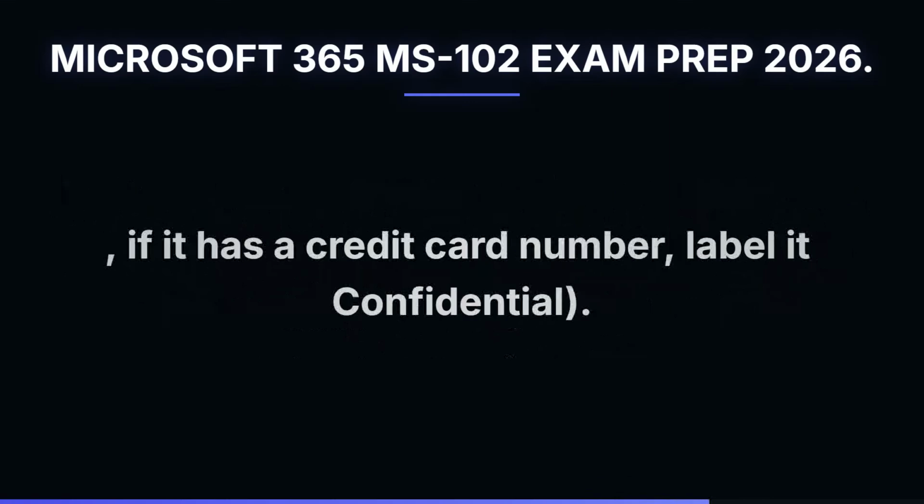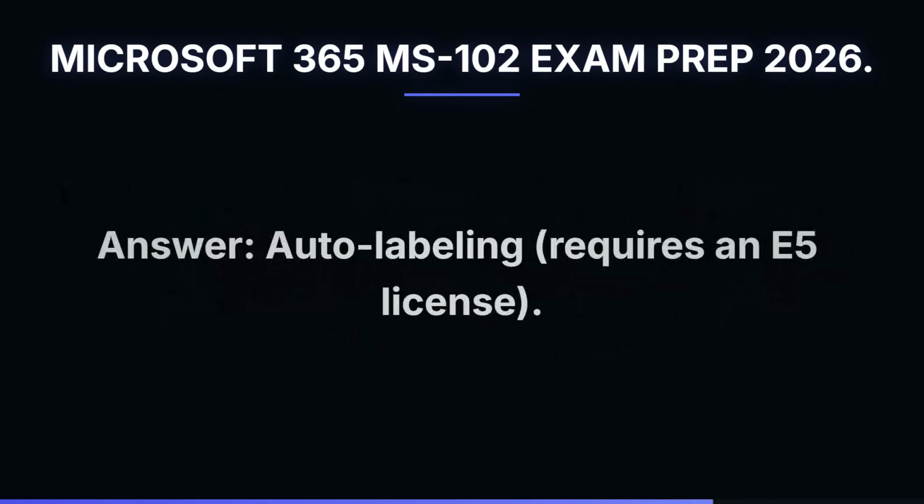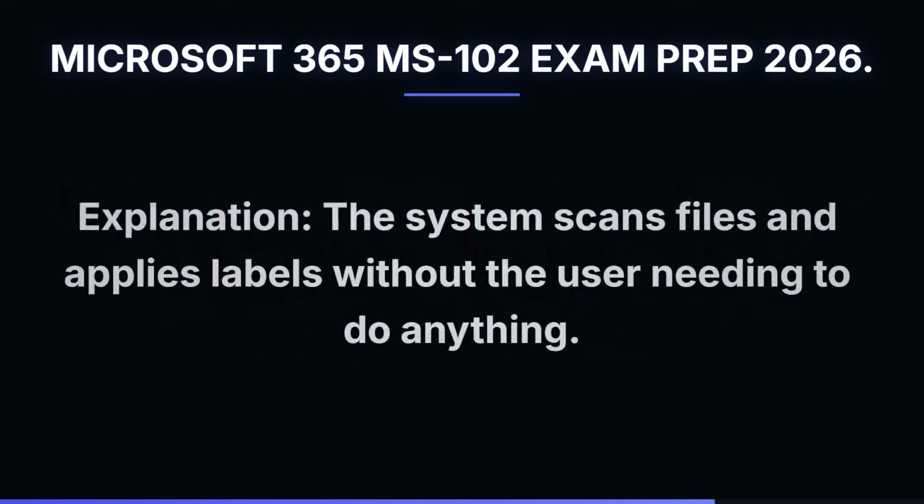Q6. If it has a credit card number, label it confidential. What do you need? Answer: auto-labeling requires an E5 license. Explanation: the system scans files and applies labels without the user needing to do anything.